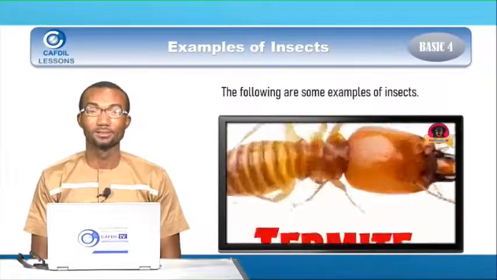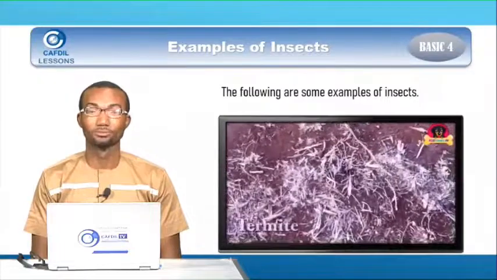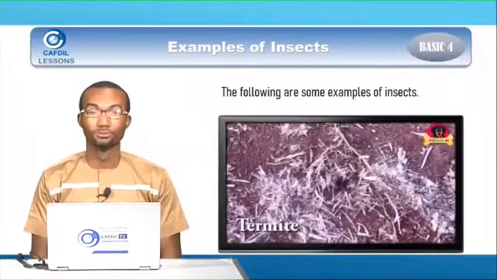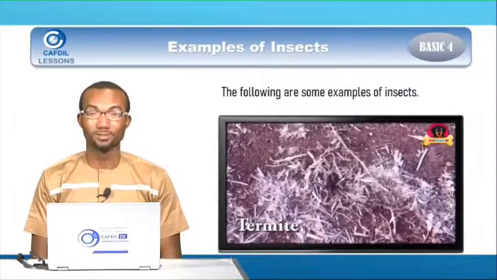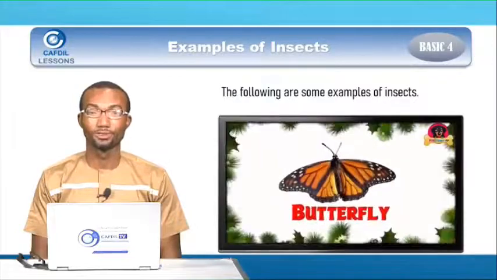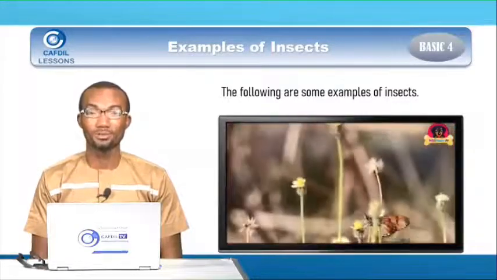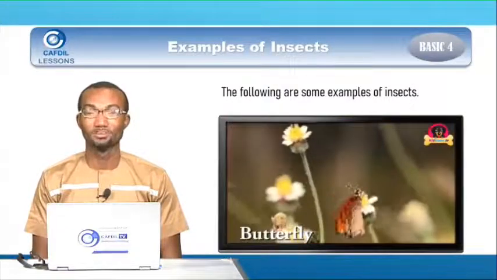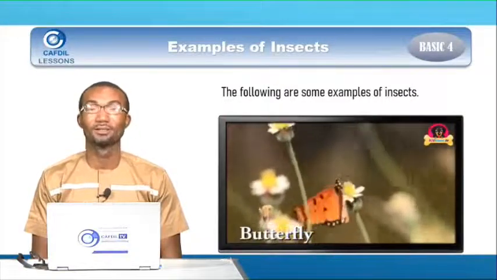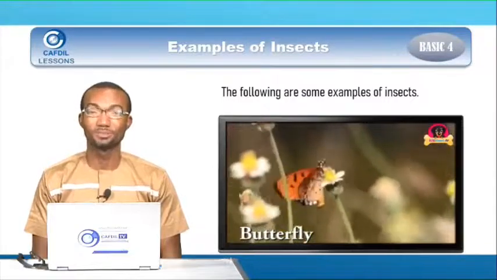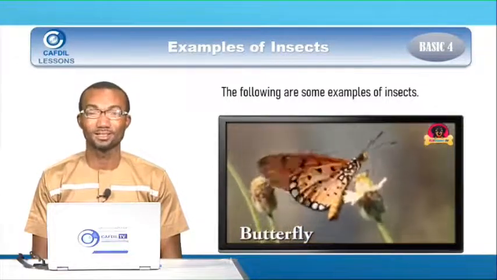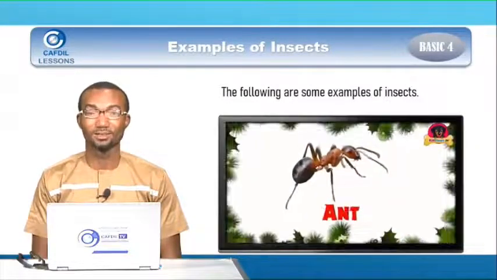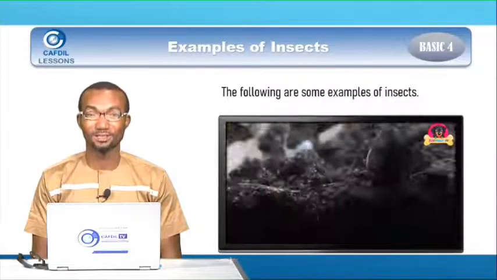You have termites. Termites are also an example, and they like destroying wood. So these are examples of insects that we have gone through. We have seen the butterfly, the bee, the grasshopper, the ladybird, beetle, mosquito, housefly, and the rest. They are all examples of insects.